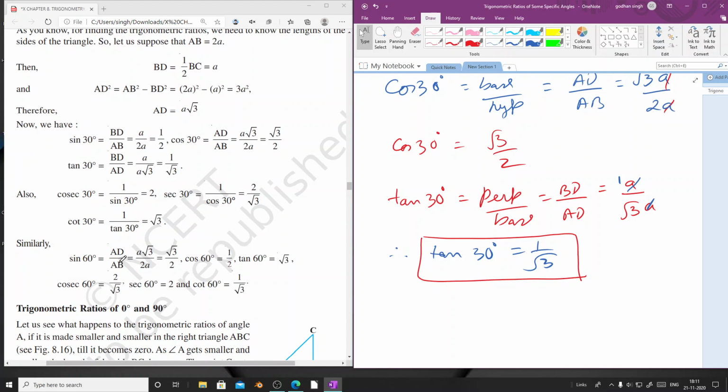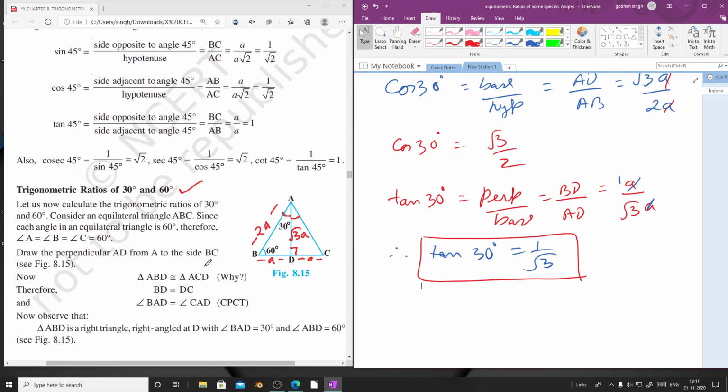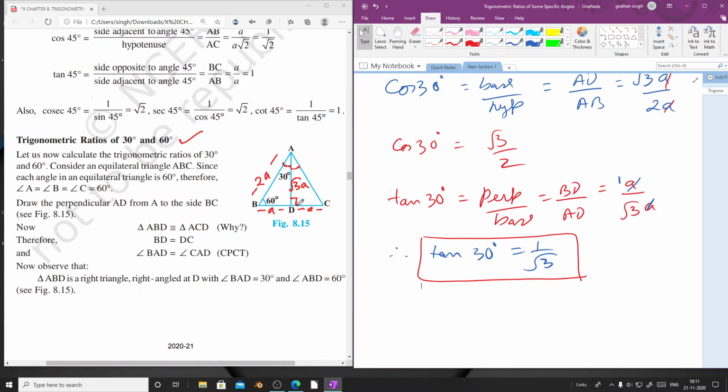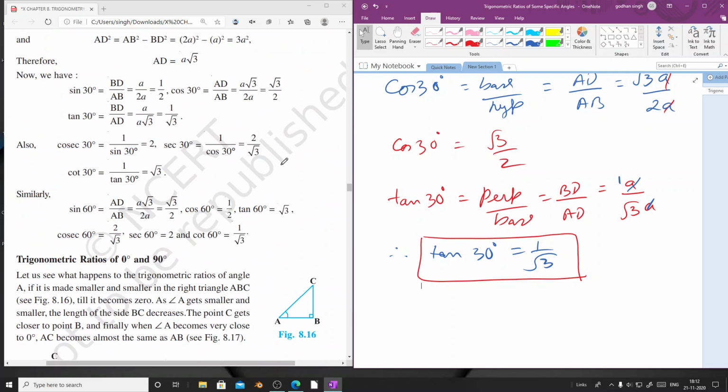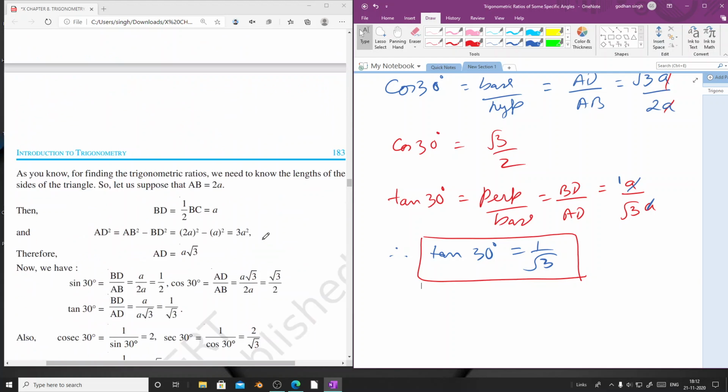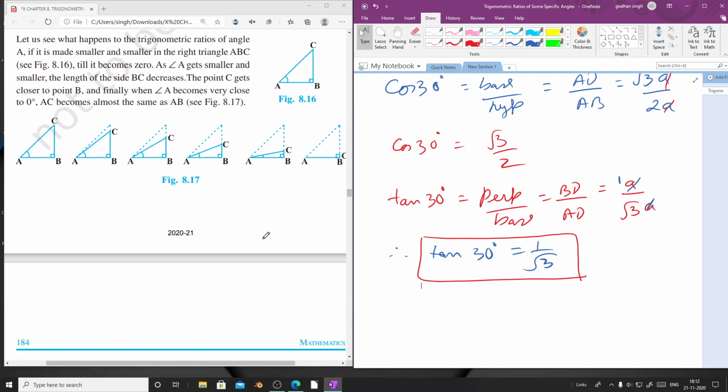For example, let me clarify this: sine 60 degree is equal to perpendicular by hypotenuse. So what is perpendicular in this case? For 60 degree, perpendicular is AD, and what is the hypotenuse? AB. So we are getting AD over AB as sine 60 degree. What is AD? AD is root 3a, and what is AB? That is 2a. So we will be getting root 3a over 2a, and a can be cancelled out. So we will be getting the answer as root 3 by 2. Similarly, you will find the value of cos 60 degree, tan 60 degree, cosec 60 degree, and cot 60 degree on your own. Also, if you have any doubt, you can see the textbook, where it is already given.